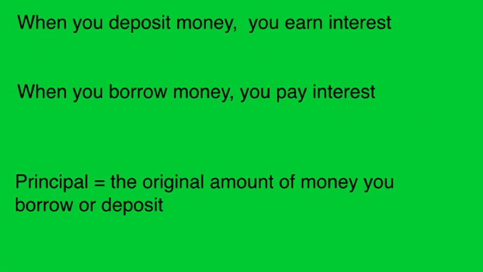So one thing that you need to understand is when you deposit money into an account, you can earn interest on this account. When you borrow money, for example, if you're buying a home or buying a car, then you're going to pay interest to the bank for using that money. The principal is actually the original amount of money that you borrow or deposit into the account.